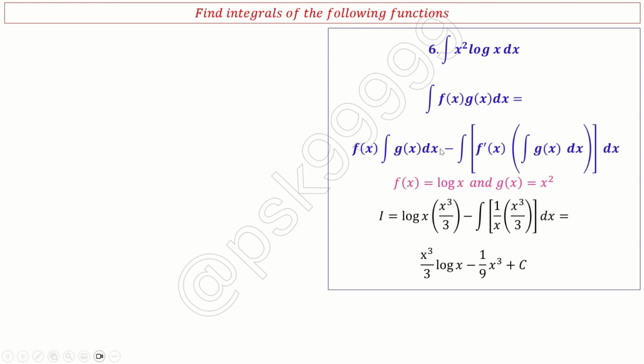x square log x, again same thing. You will take f of x as log x because logarithmic comes above algebraic, and g of x is x square. You will do exactly the same. No different. You will get this final answer.